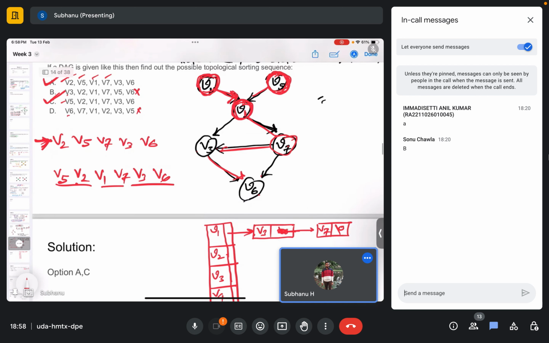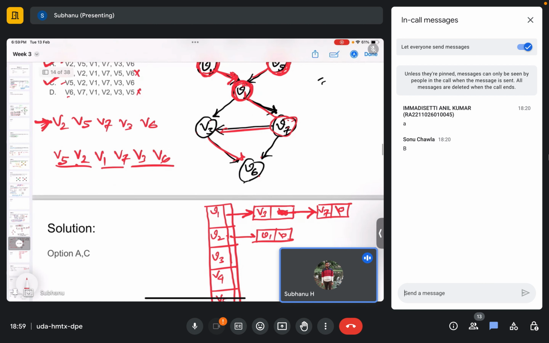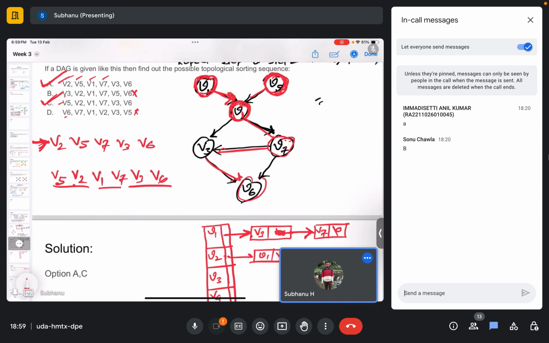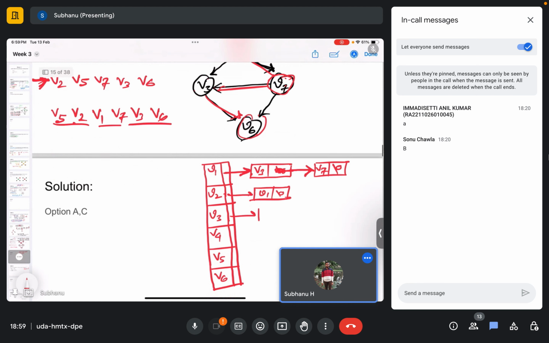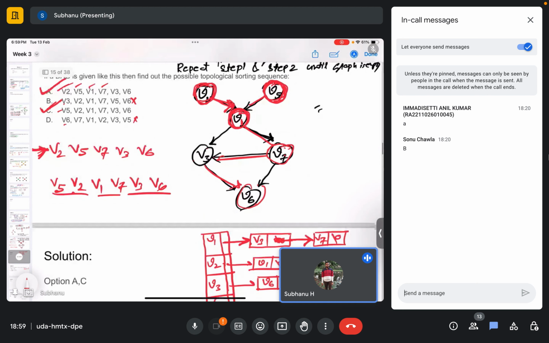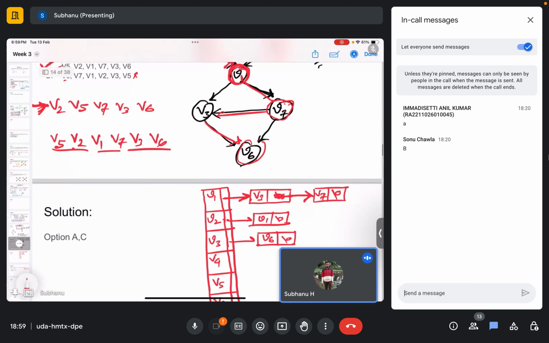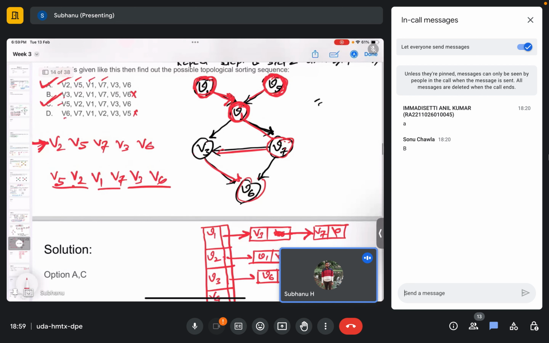So from V1, we are linking from V1 here. That is basically how we are finding the out-degrees. So from V1 the out-degrees are V3 and V7. From V2, is there any out-degree? Yes. From V2 the out-degree is V1. From V3 the out-degree is V6. From V4, okay, V4 is not here. What we can do? We can do V5, 6, 7. Okay, V4 is not here.